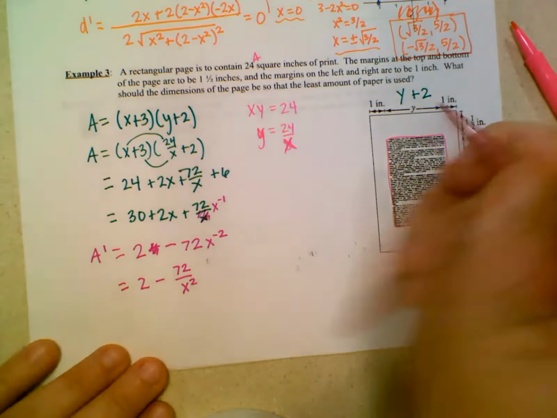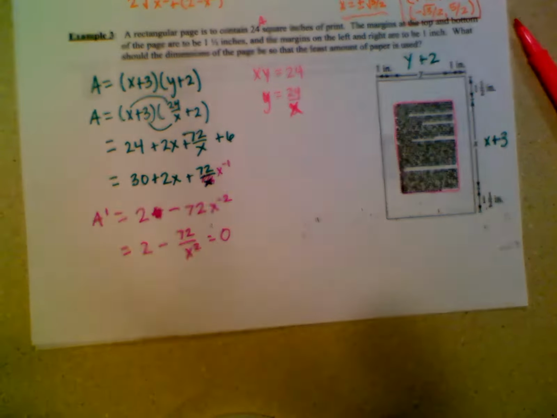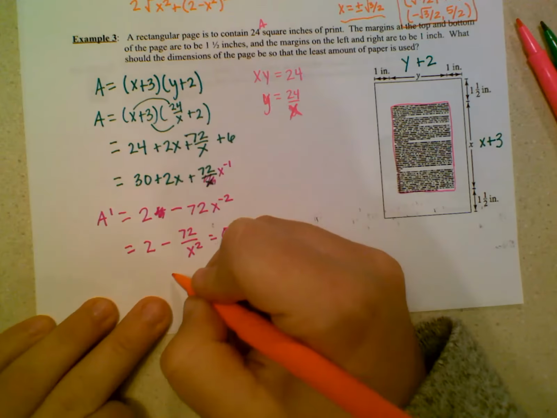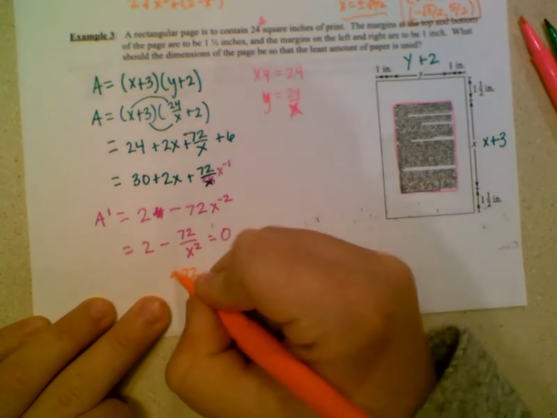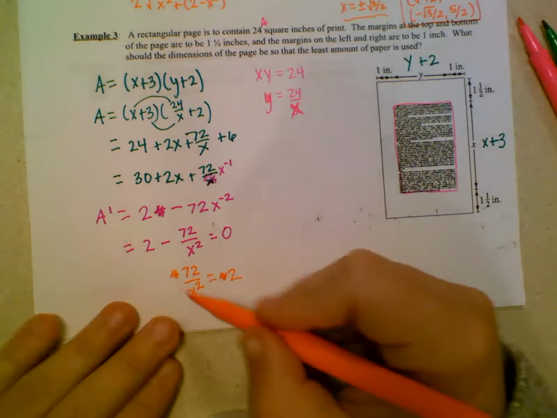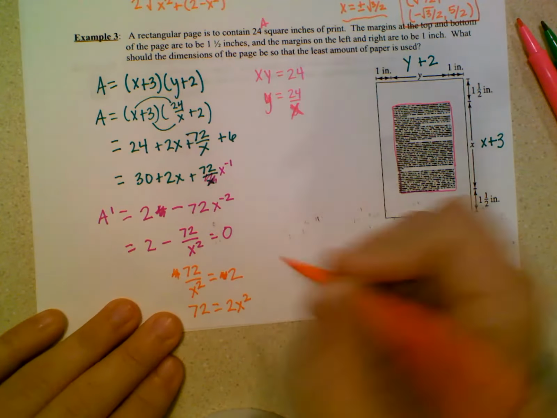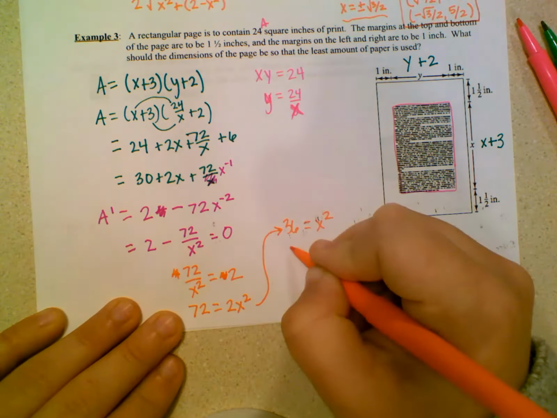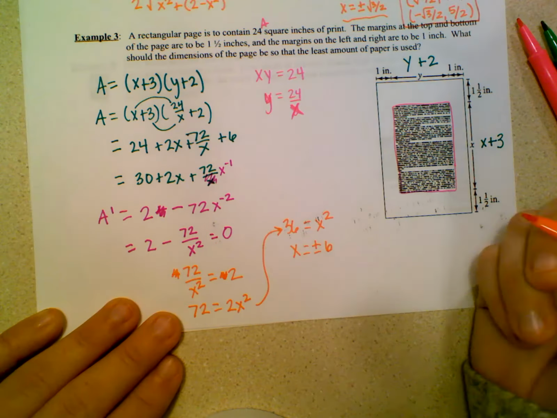And we want to know where that is equal to 0. So we need to solve this equation. All right, so moving the 2 over would be negative 72 over x squared equals -2. The negatives will simplify themselves out. And then to solve, you can multiply up. So 72 equals 2x squared. Divide by 2. X squared is 36. Take the square root. So x is plus or minus the square root of 36, which is 6.